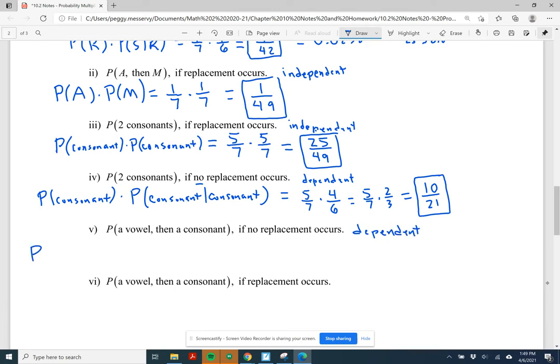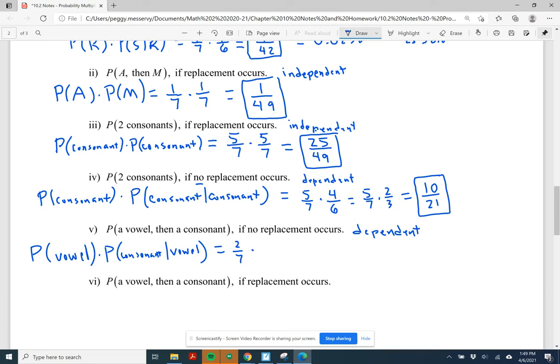We're going to take the probability that the first one is a vowel times the probability that the second one is a consonant, given that the first one was a vowel. Okay, so probability of a vowel. There are 2 vowels in those 7 tiles. So 2 out of 7 is the probability that we draw a vowel. Favorable outcomes divided by total number of outcomes.